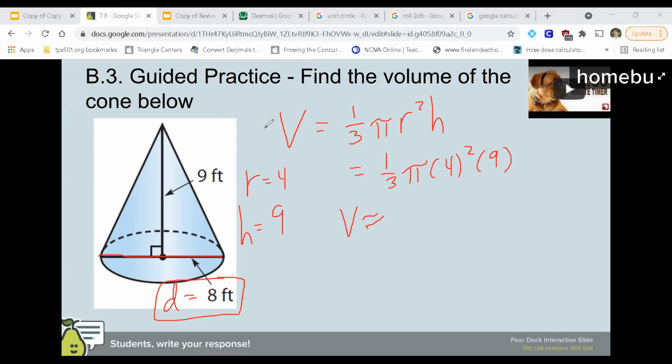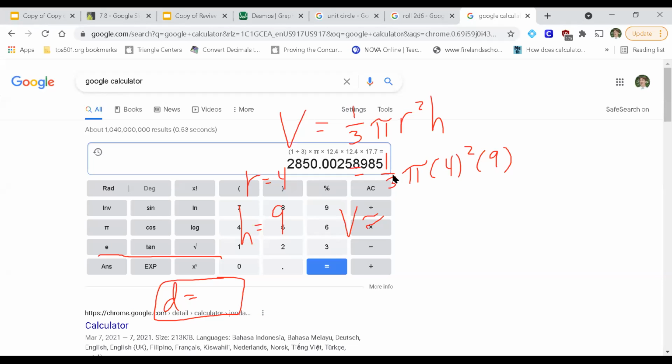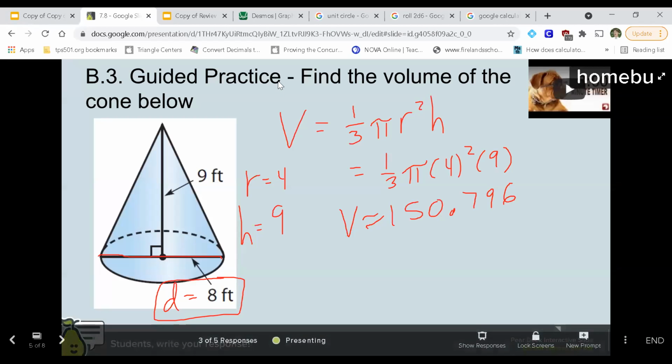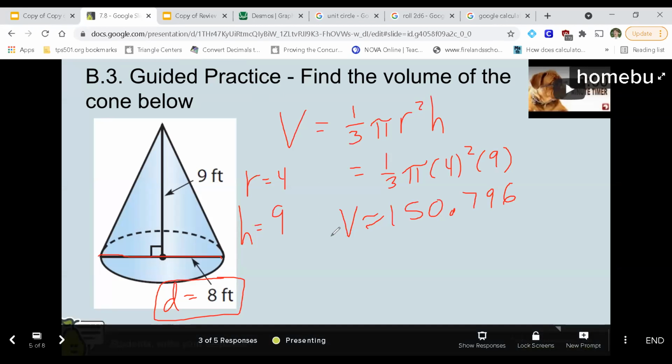Type into the calculator. If the 1/3 messes you up, just type in pi times 4 to the second power times 9. And once you have your answer, divide by 3. You should get that the volume of that cone is 150.796. 150.8 would be fine. If you rounded it to 151, that'd be fine too.